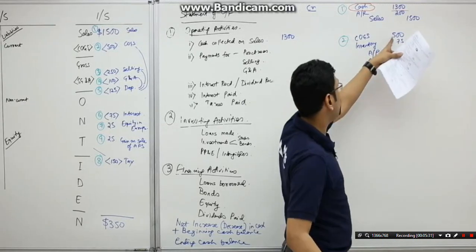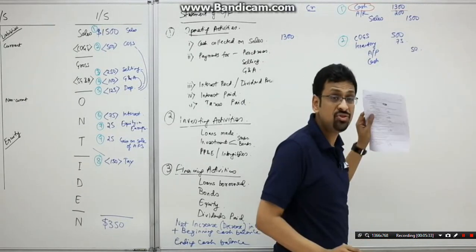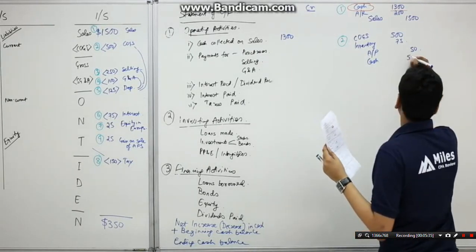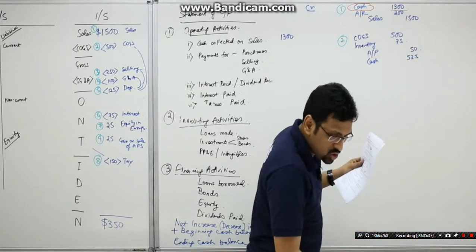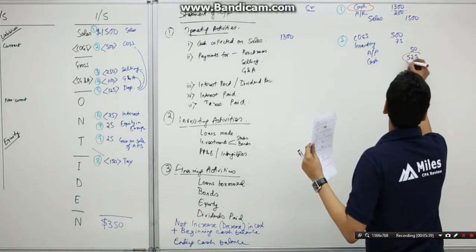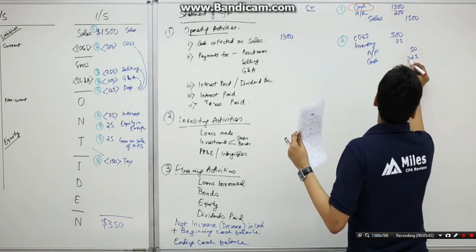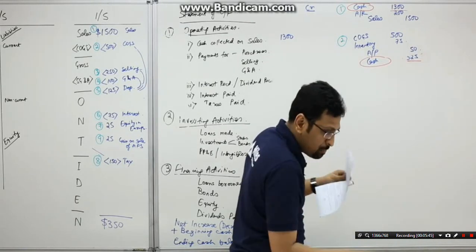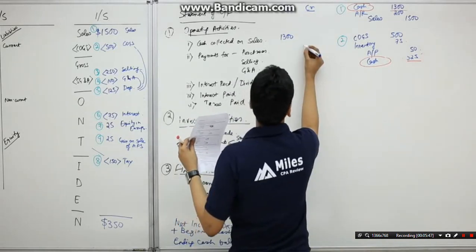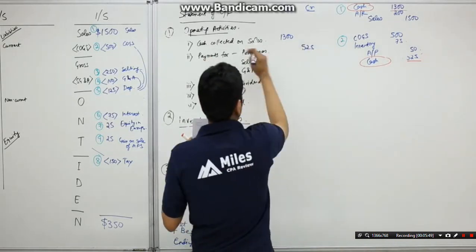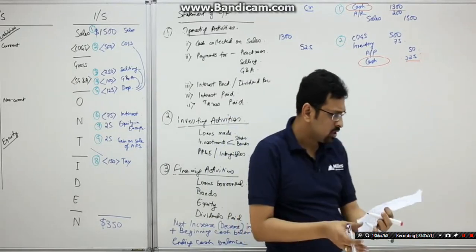So that's 500 plus 75, 575 minus 50, 525. And this is a number which is going to flow in to my statement of cash flows. The cash plug that we have here. Payments to vendors.